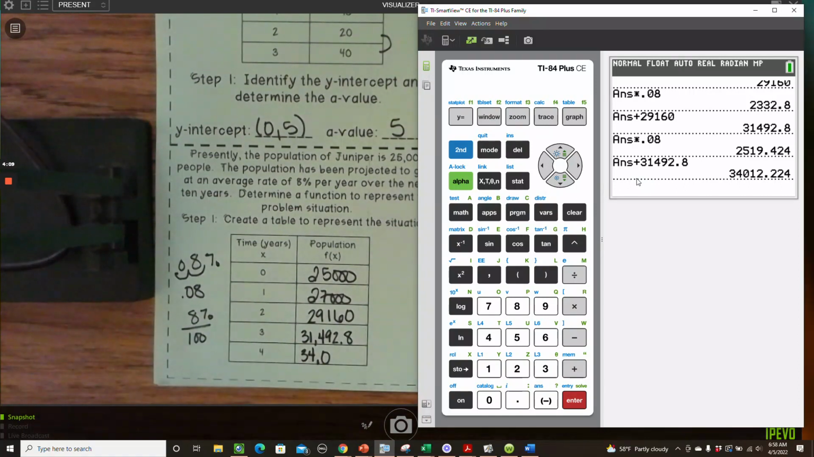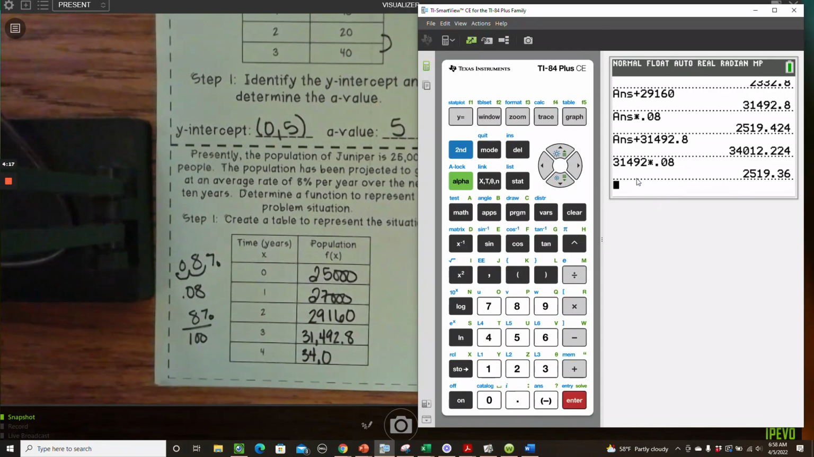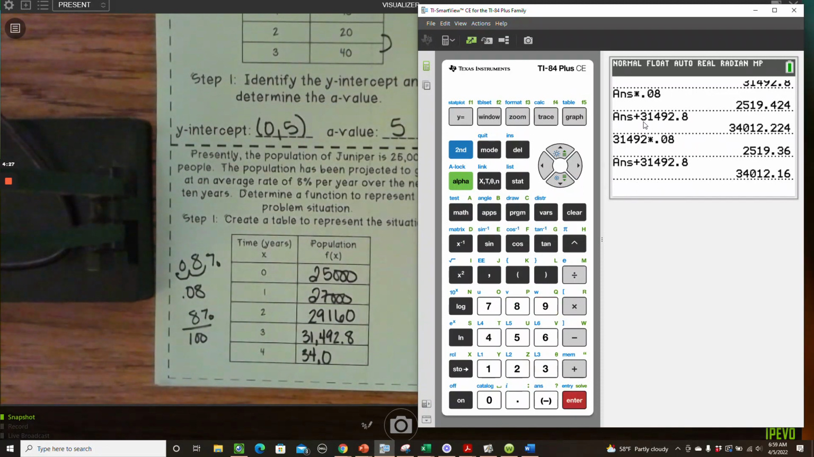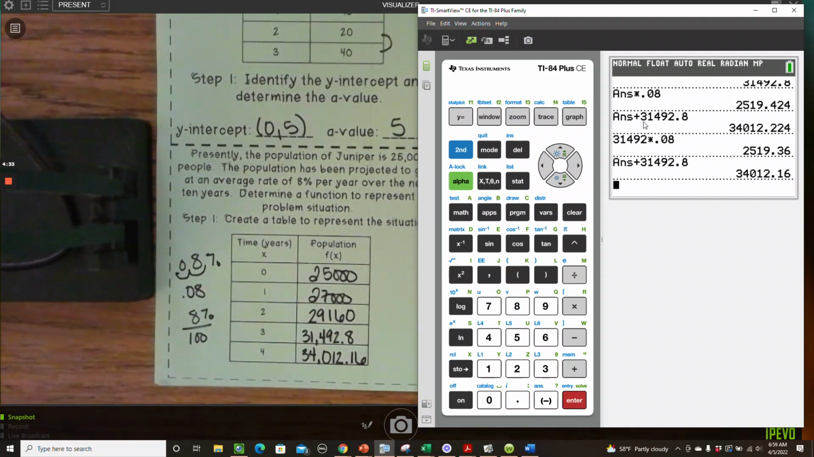And so I get 34,000. I got something different there. 31,492 times 0.08. Ah, that's what I did. If you see here, I multiplied it by, well, no, I did that right. So add 31,492.8. Nope, I was off. It's 34,012.16. Sorry, I miscalculated it the first time.